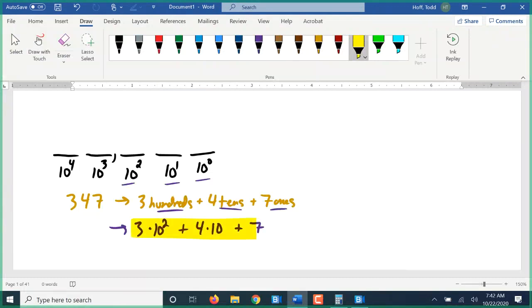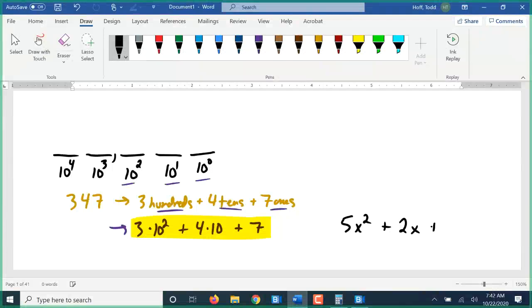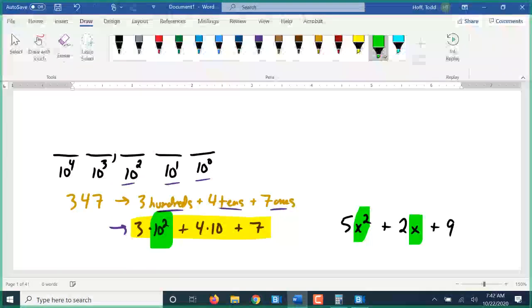But when we write our whole numbers out like that, it makes the structure of our algebraic numbers look way more familiar. I might have an algebraic number like 5x squared plus 2x plus 9. When I look at it here now, I see this is the x squared place, just like this was the 10 squared place. This is the x place, just like this is the 10s place. And this, of course, those are both the 1s places. This is just a number, but the place values are powers of x instead of powers of 10.